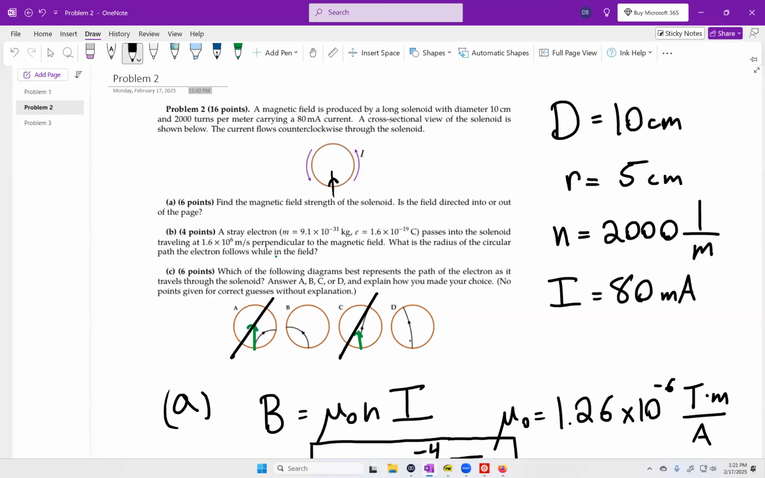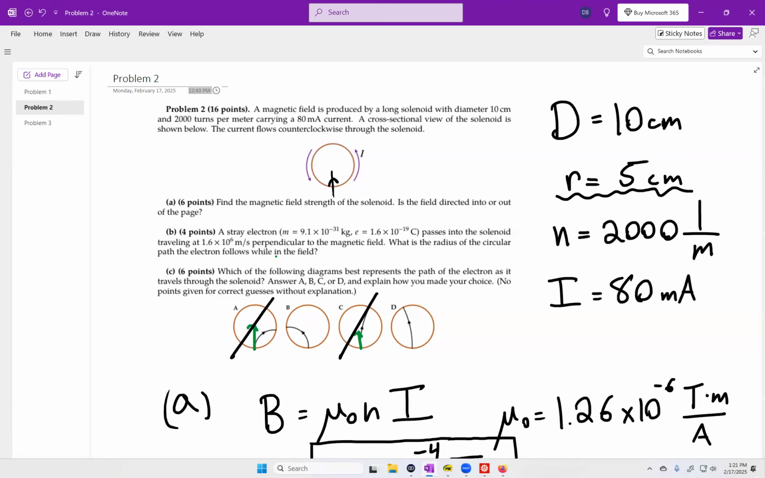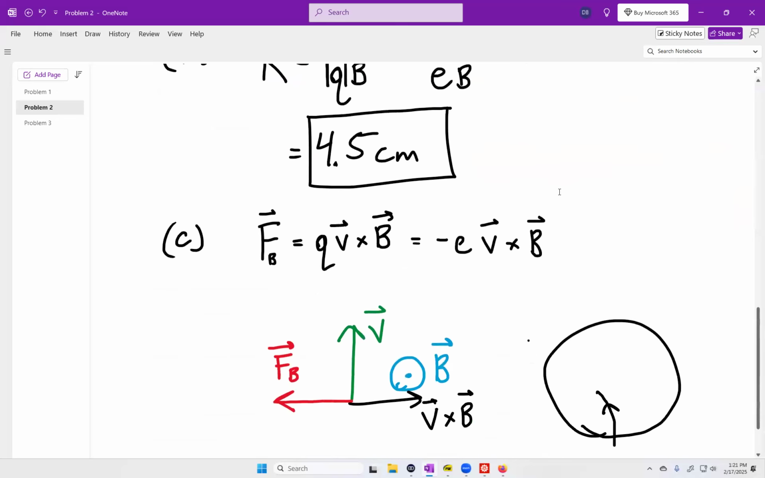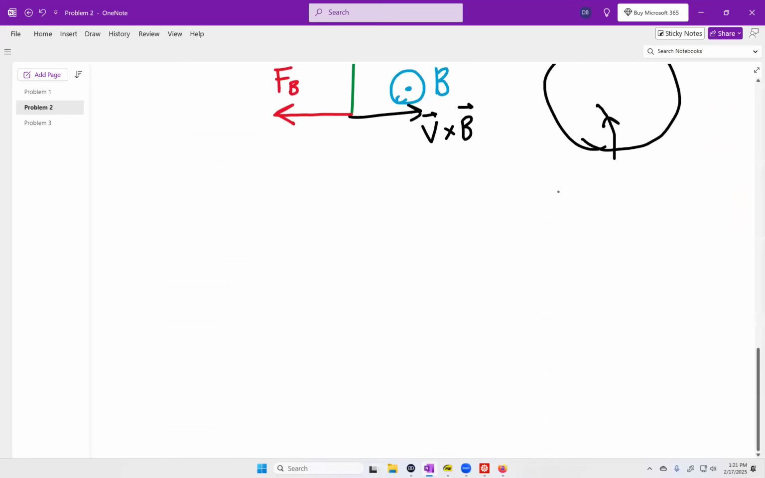So what D is suggesting to me when I look at it is that the radius of the path is much larger than the radius of the solenoid that the electron is passing through. Okay. For B, the radius of the electron's path seems to be roughly comparable to the radius of the solenoid itself. And the radius of our solenoid is 5 centimeters, and the radius of the orbit, the cyclotron radius, is 4.5 centimeters.